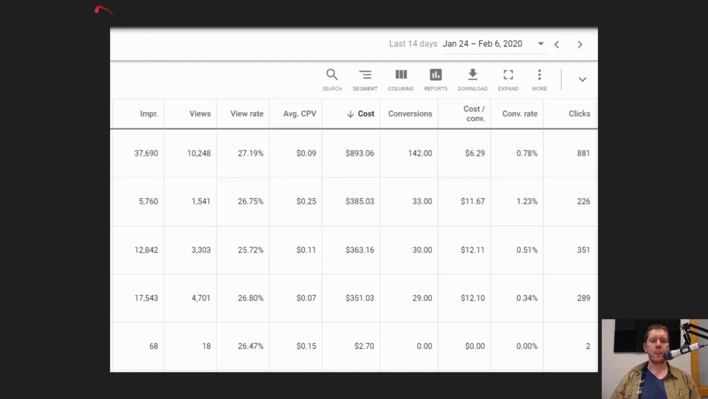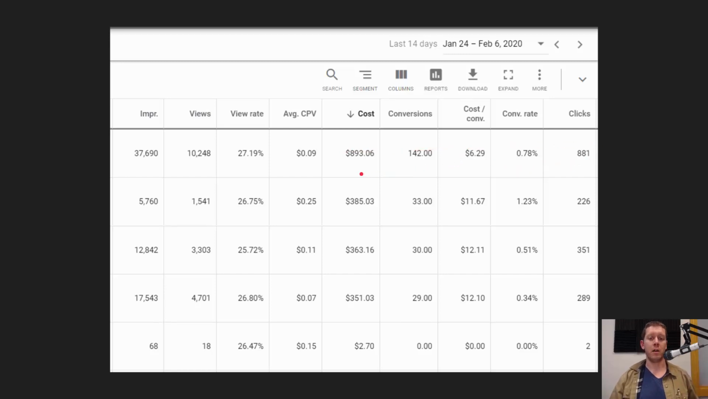Here's one example, and here is the cost per view column. So you can see even within this account, these different campaigns in the account have very different cost per views. 9 cents, 25 cents, 11 cents, 7 cents. Now you might look at the top campaign here and think, this has the best cost per conversion, $6.29. Why am I not putting all the money into this top campaign?